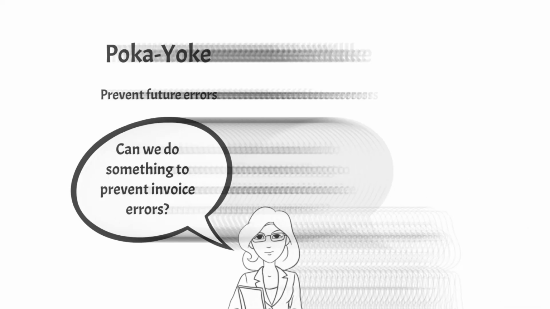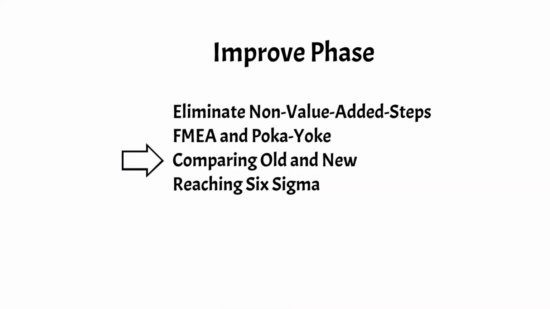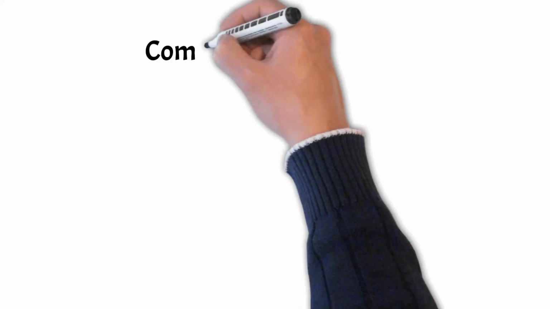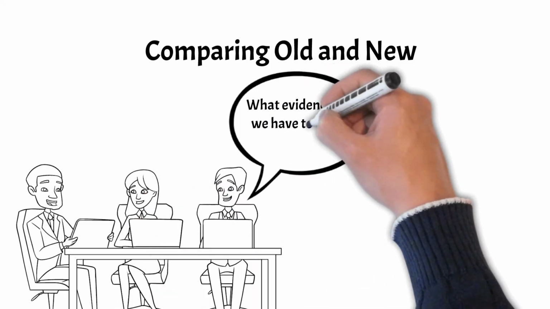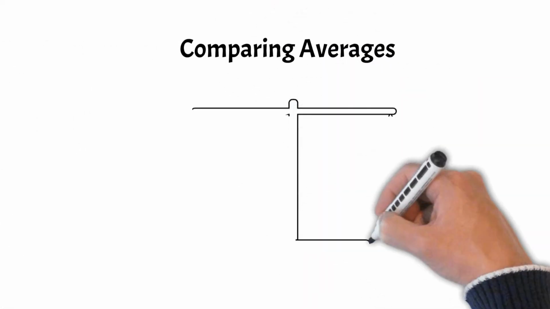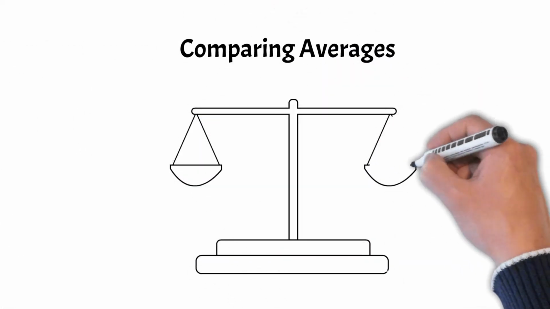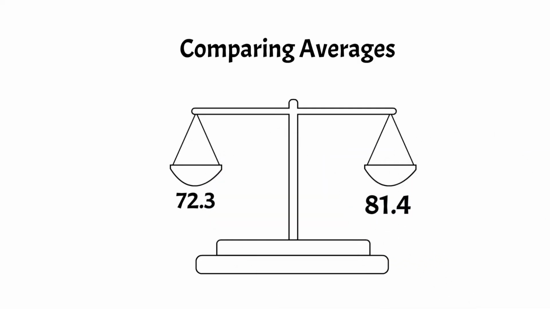Comparing old and new. Once the improvements have been made, it is natural to ask if there is concrete evidence suggesting that process performance has improved. In our example, it could be pointed out that after changes were made, customer satisfaction scores went from an average of 72.3 to 81.4. This is an improvement. The goal of 20% has been reached.